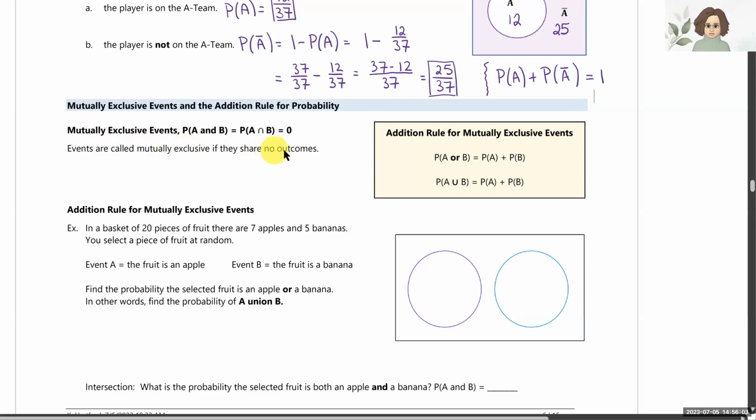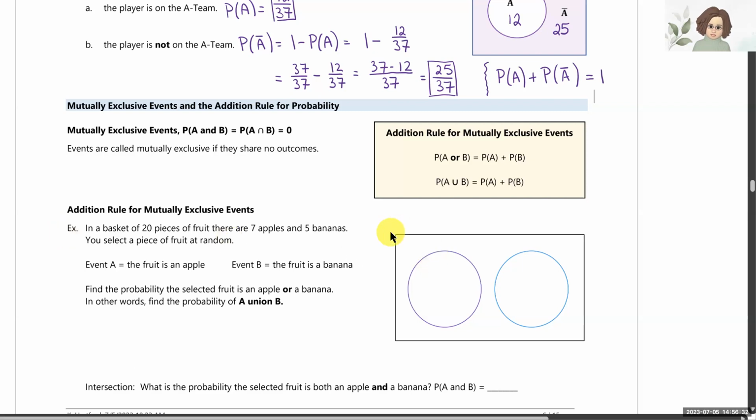So if they share no outcomes, it means that the probability of an outcome satisfying both conditions A and B, in other words, the intersection of the two events, would have to be 0. And let's just do this by example, and we'll see our addition rule. All right, so it says in a basket of 20 pieces of fruit, there are 7 apples and 5 bananas. We'll pick a piece of fruit at random.